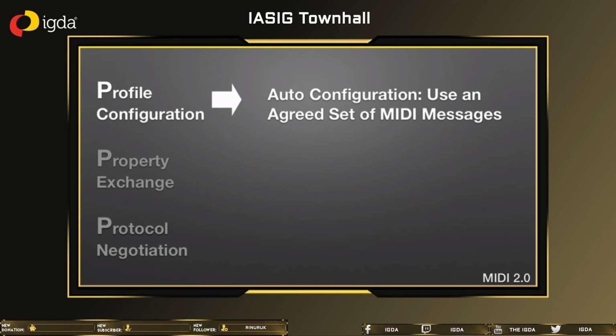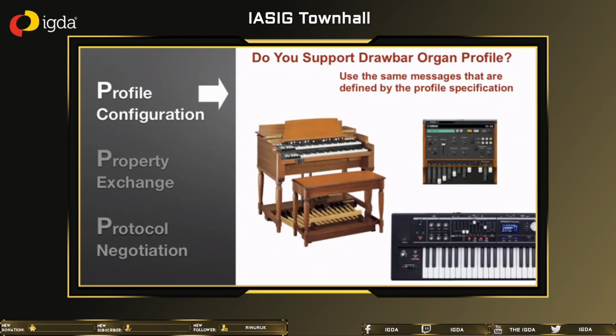Quickly on each of these, profile configuration allows devices of similar types to share a common set of messages or controls that they're going to use. So in this example here, you see several types of drawbar organ, and one's a virtual software, one's the classic B3, and the other one's a more modern keyboard with drawbars on it. And before profiles, each one of these might use different controllers for each of those drawbars. But under a profile, they all agreed to use the same controller for drawbar number 16, the same controller for drawbar number 8, and so on.